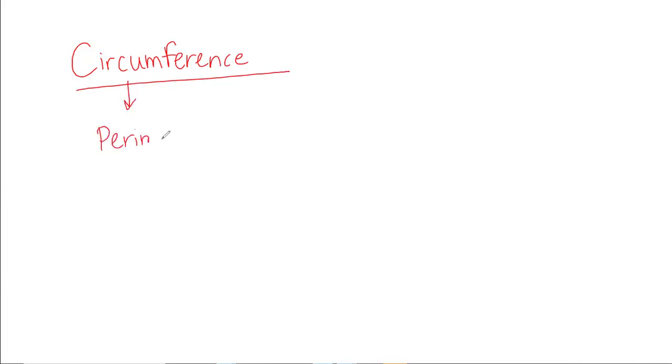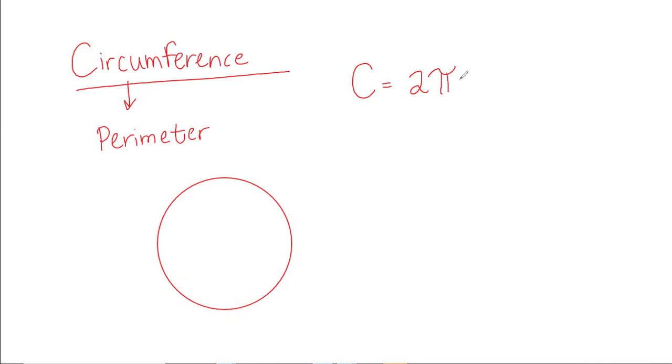So we're going to start off with finding the circumference of a circle. And that is a fancy word for the perimeter of a circle. And perimeter is the distance or the length around an object. We have a formula for circumference. It's C, capital, equals 2 pi r, where C is the circumference and r is the radius.